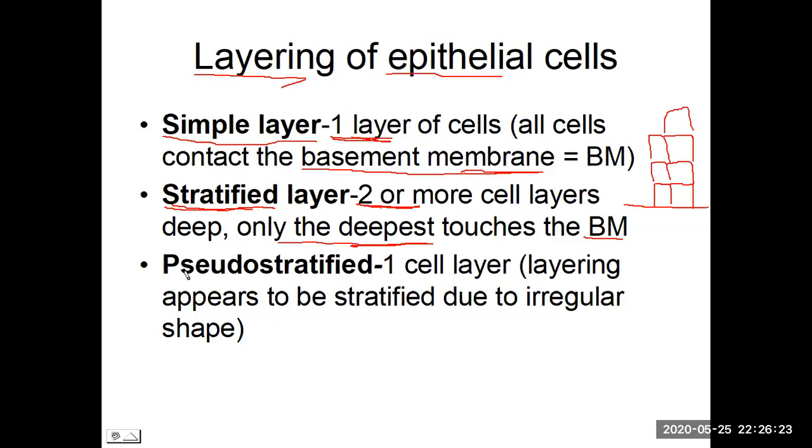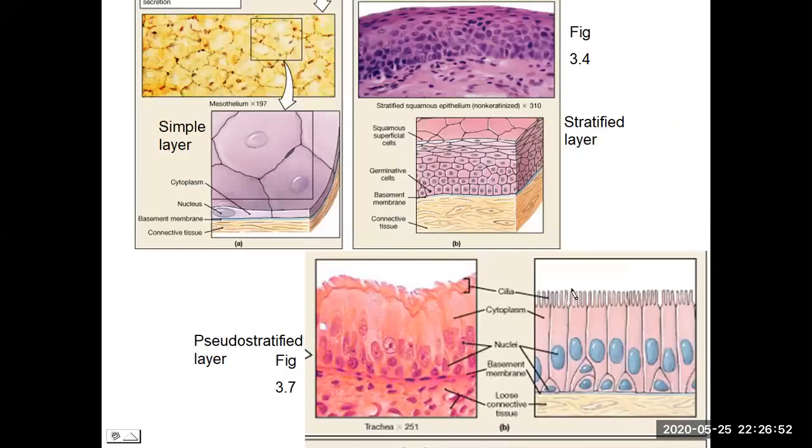Another type of layering is called pseudostratification. And there's truly only one layer. But now due to the irregular shape of the cells, and I'll go to a photograph, some cells are longer, some cells are shorter, and that ultimately gives the appearance that the cells are stratified when they're truly just one single layer. And again, this figure here from your textbook shows that.